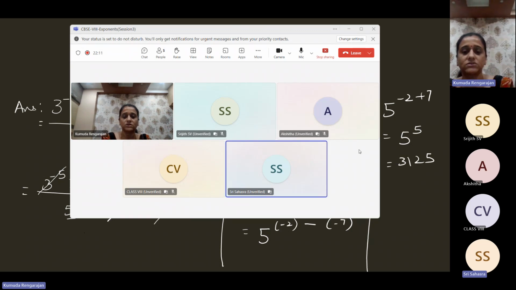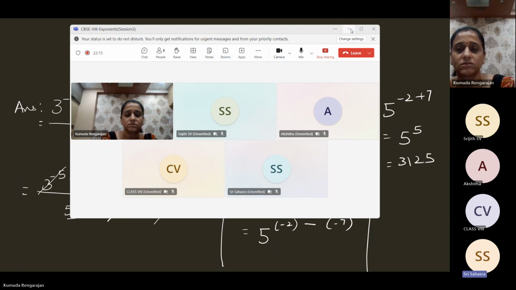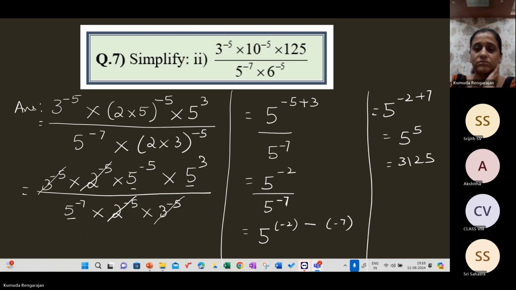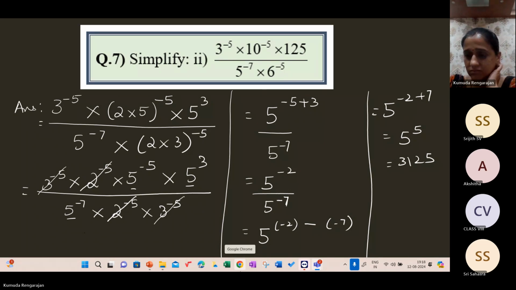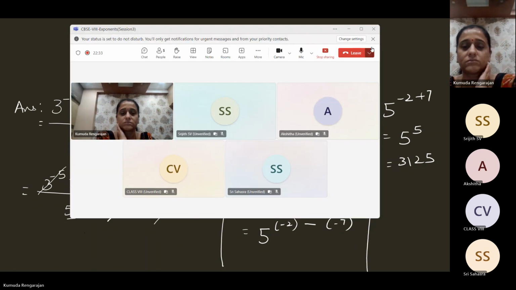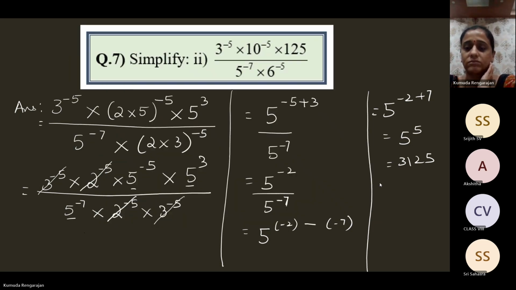Shrijit, Akshita, Sahasra. Sahasra, you were late, is it? Yes, ma'am. Okay, please watch the recording for the first 5 minutes. Okay? Okay, ma'am. Take down the answer, children. I'll just be back in a minute. Please take down.